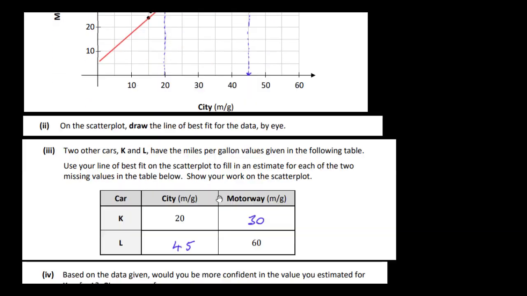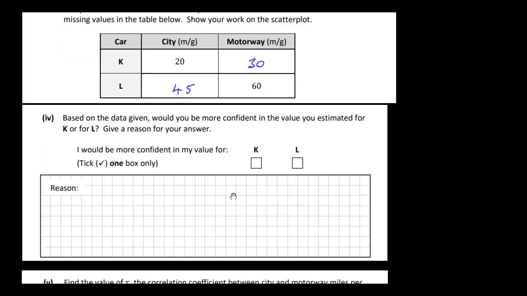Even though I've drawn a straight line, we don't know if it was maybe straight along here and then maybe it curved off this way, or curved up this way I should say, after these points here. We're really only sure that there's a straight line through these points here. So I'm not confident about this at all, okay? So we're confident then about the first one, which is K, so I'm going to tick that off.